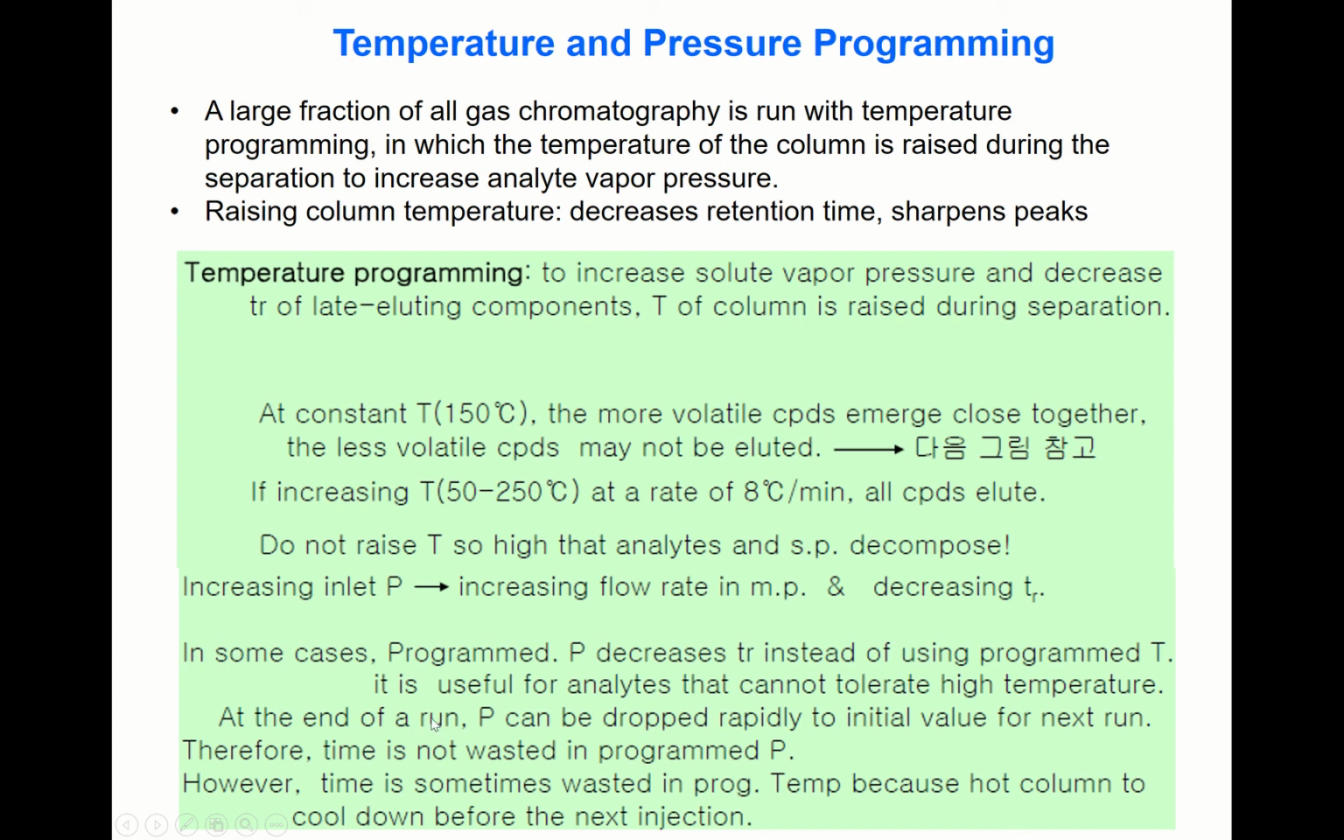At the end of a run, pressure can be dropped rapidly to the initial value for the next run. Next run must start at the low temperature. Therefore, time is not wasted in programmed pressure. So dropping pressure rapidly is important. If you slowly drop pressure, that means longer time. However, time is sometimes wasted in programmed temperature because the hot column has to cool down before the next injection.